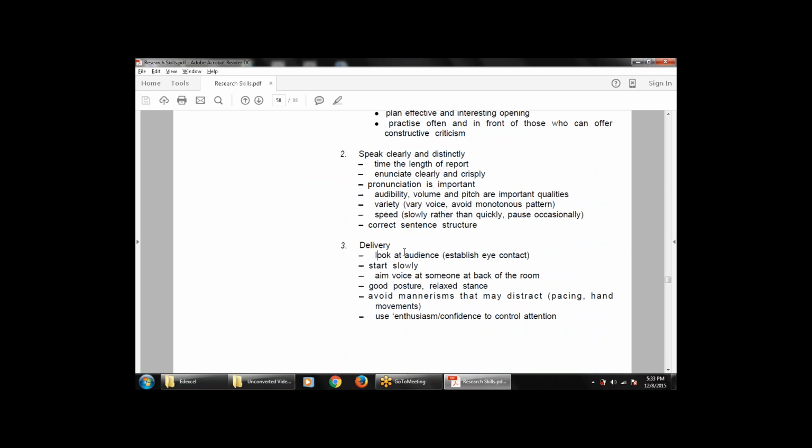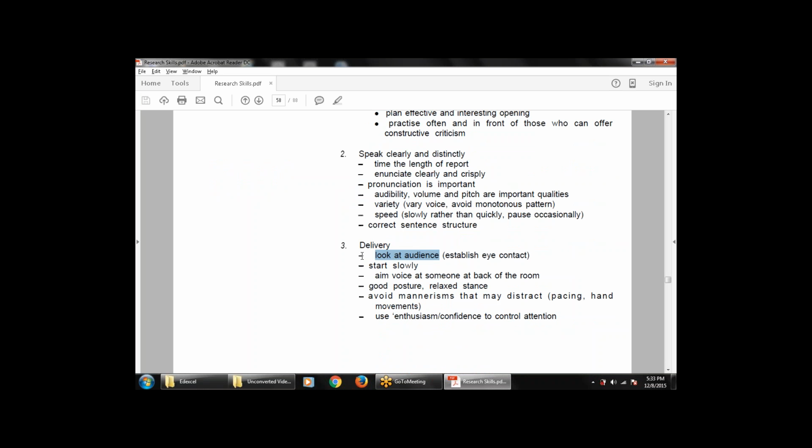That includes looking at the audience. Before the delivery, look at the audience: what is their behavior, their age group, their background. Establish eye contact with the audience while giving the oral presentation. Then start slowly. Don't jump directly to the main topic. Start slowly, then cover the slide content slowly.